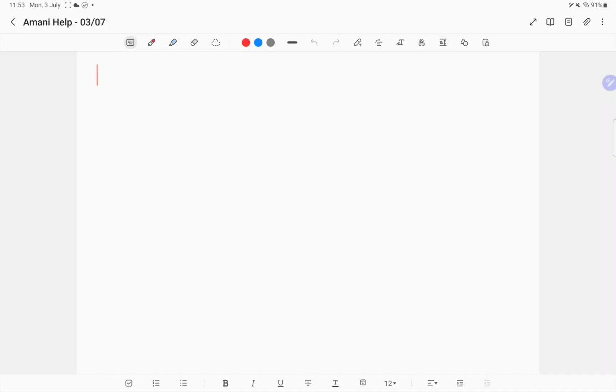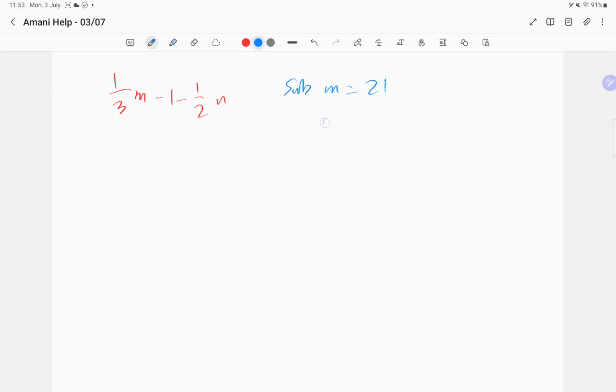Okay, let me go through a few topics that you struggled with in the CAN homework. The first one I saw was where you're given an equation, and then you're supposed to sub in, let's say, m equals 21 and n equals 12. When you substitute these values in, I like to put them in brackets. Half times n, which is 12.